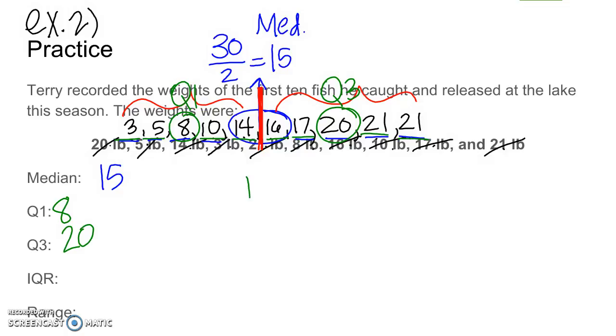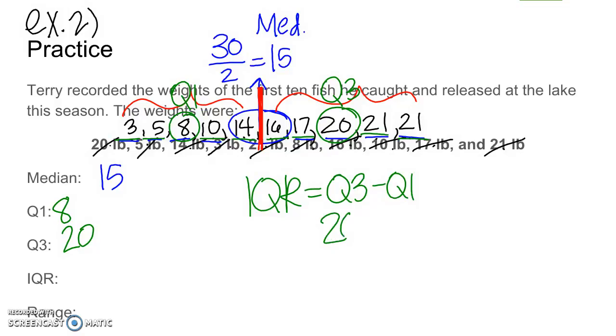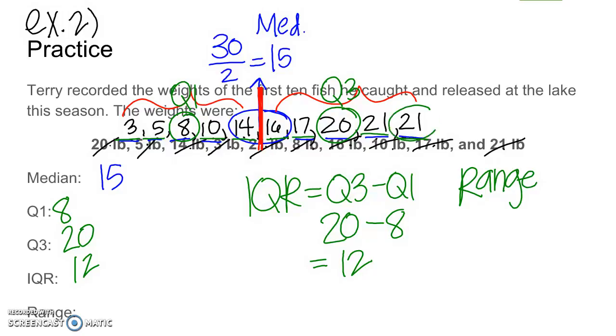How do I find the IQR? Remember, IQR is Q3 minus Q1. That's going to be 20 minus 8, which is 12. Last, the range is the biggest minus the smallest. The biggest is 21. The smallest is 3. 21 minus 3 is 18. It's my range. All right, these are our measures of variability.